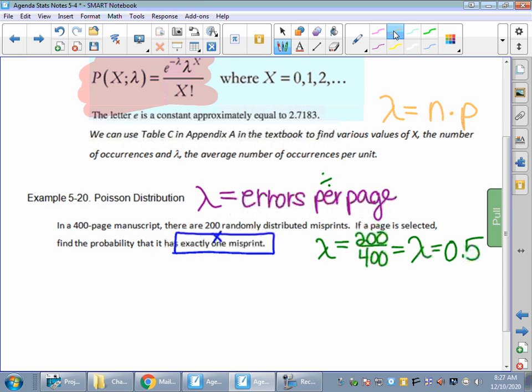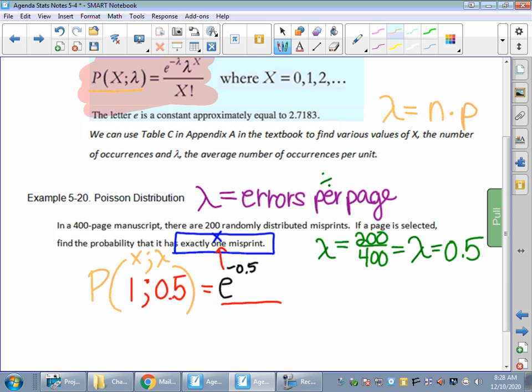Now when I go to do this, and I don't want to scooch up so you can't see, probability of x, lambda. Well, it's asking me exactly one misprint. So 1 with a 0.5 because that's what we just calculated. Again, it comes down to the calculator once you've got it set up. E to the negative lambda power, so e to the negative 0.5 power, times lambda to the x power, all over x factorial, so 1 factorial.